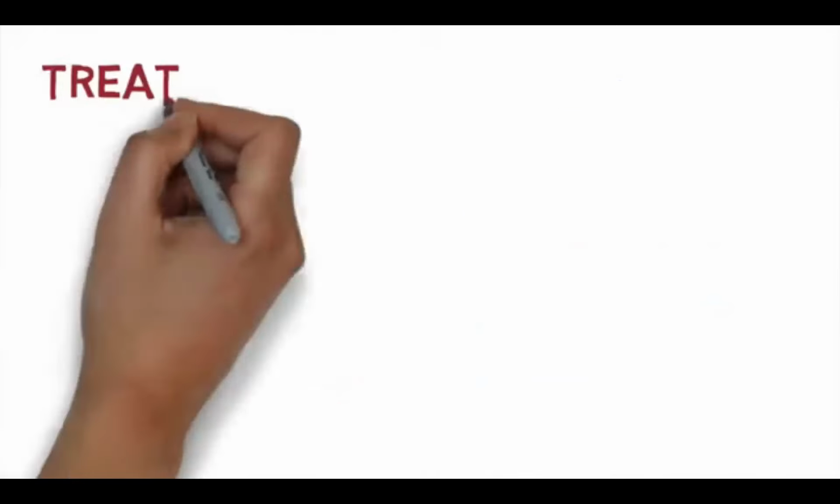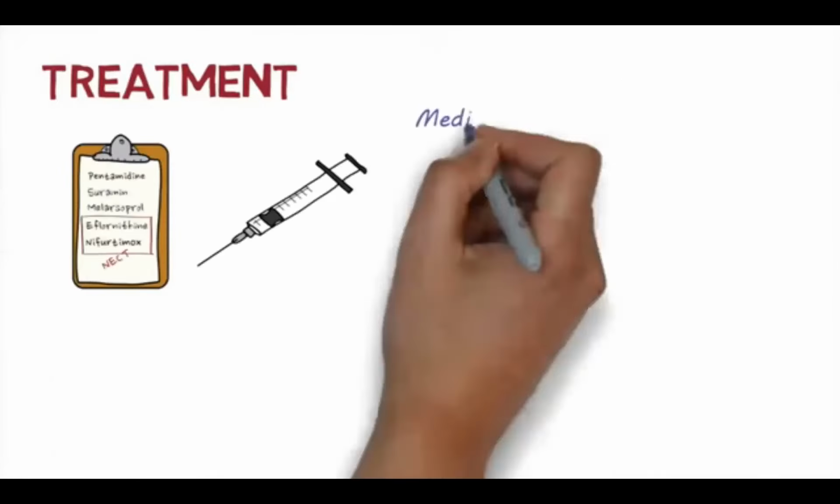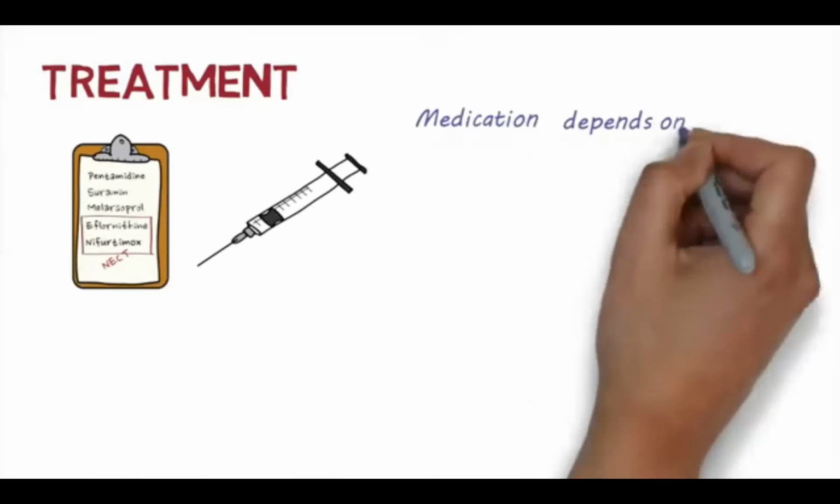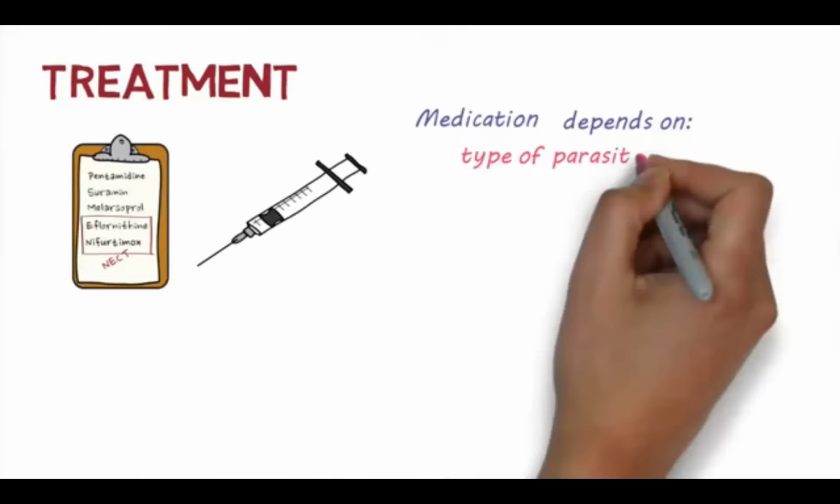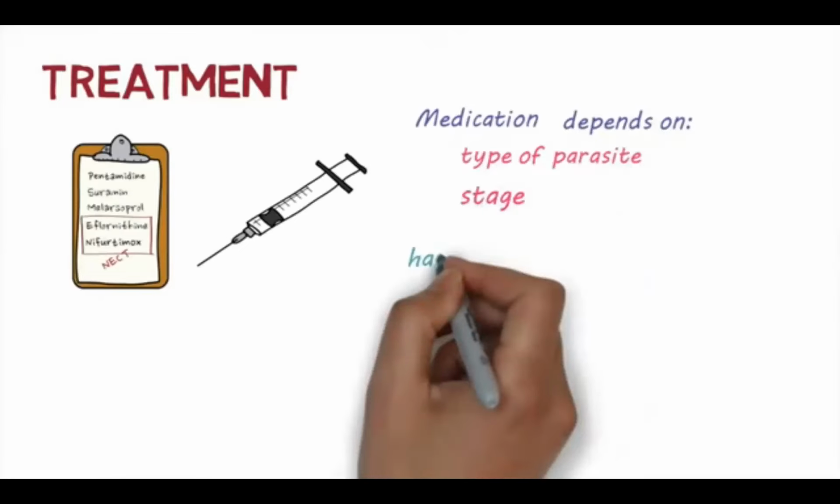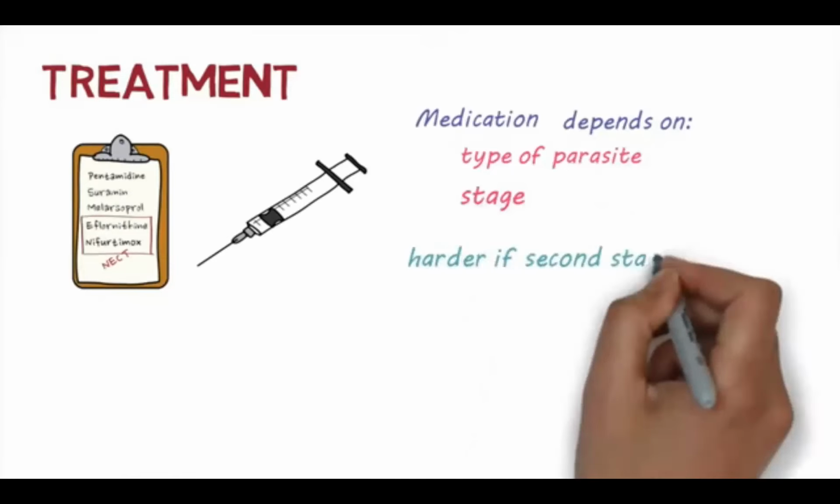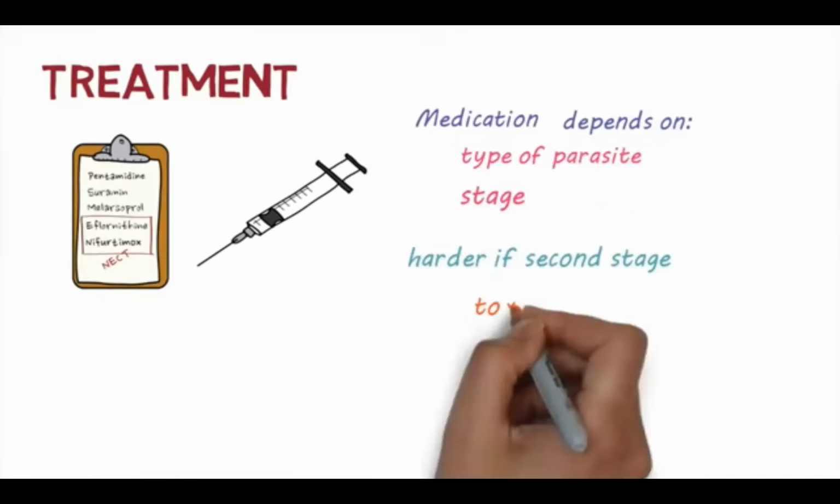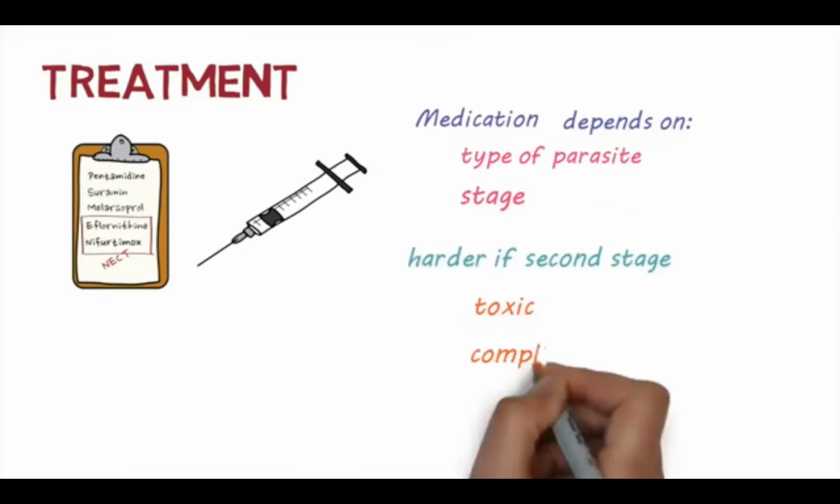There's a limited range of effective medication available to treat the disease. The type of medication used will depend on the type of parasite and the stage of the disease. The disease is harder to treat once it's progressed to the second stage. The medication used is more toxic and complicated to administer.